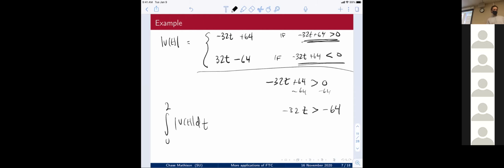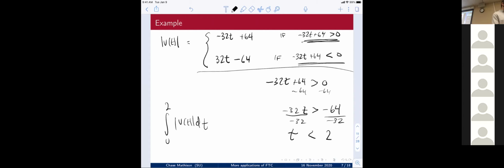And then I divide both sides by negative 32. So then I have t on the left. Negative 64 divided by negative 32 is positive 2 on the right. And what does the inequality sign do? It flips. That's right, so I flip it. If t is less than 2, then we are looking at the top line.